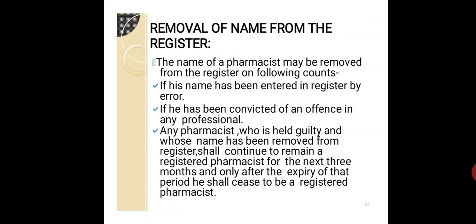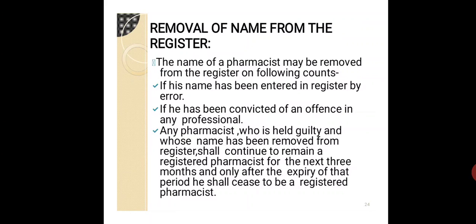After that, if he has been convicted of an offence in any profession, offences and penalties, meaning whether there is any punishment for him. Any pharmacist who is held guilty and whose name has been removed from a register shall continue to remain a registered pharmacist for the next 3 months, and after the expiry of that period he shall cease to be a registered pharmacist.